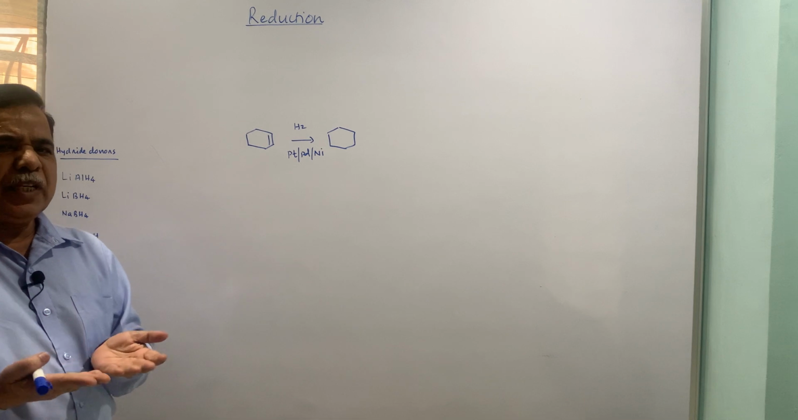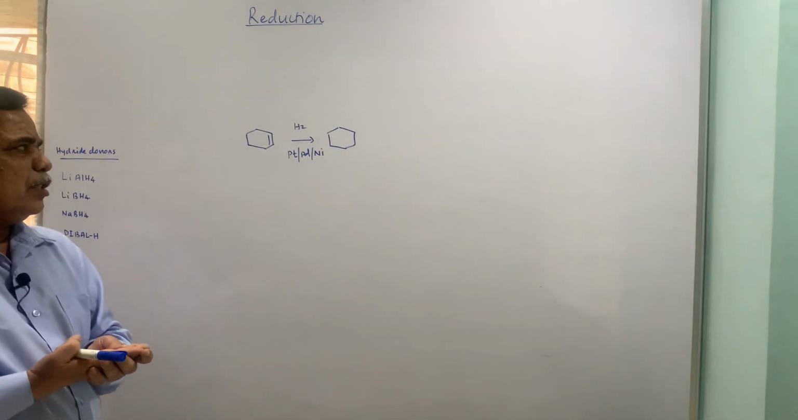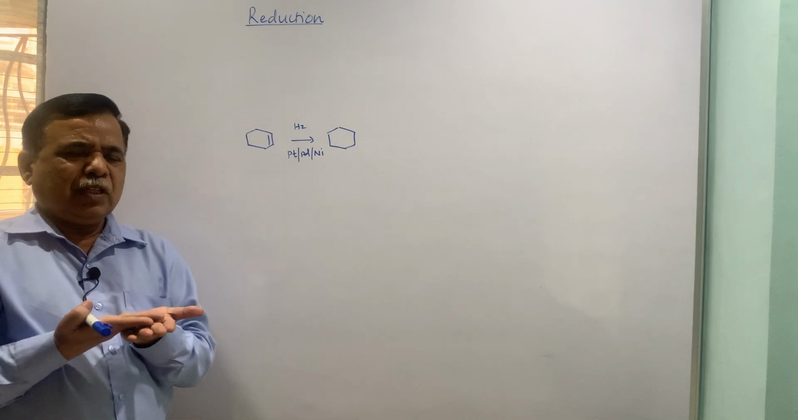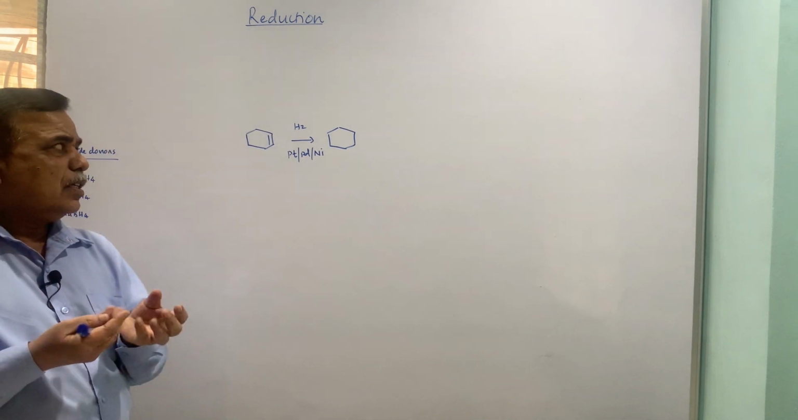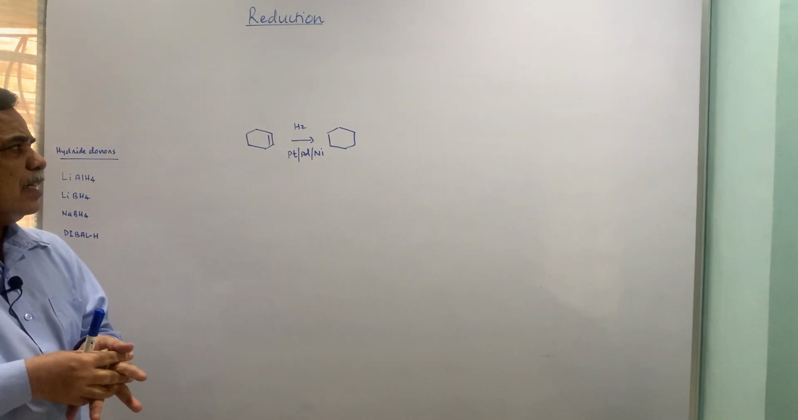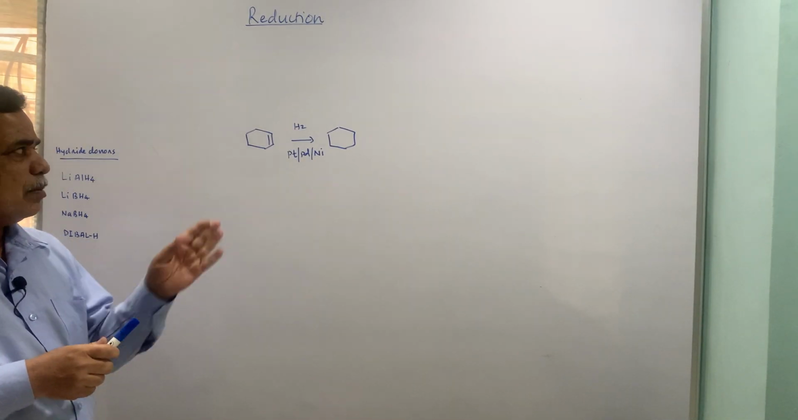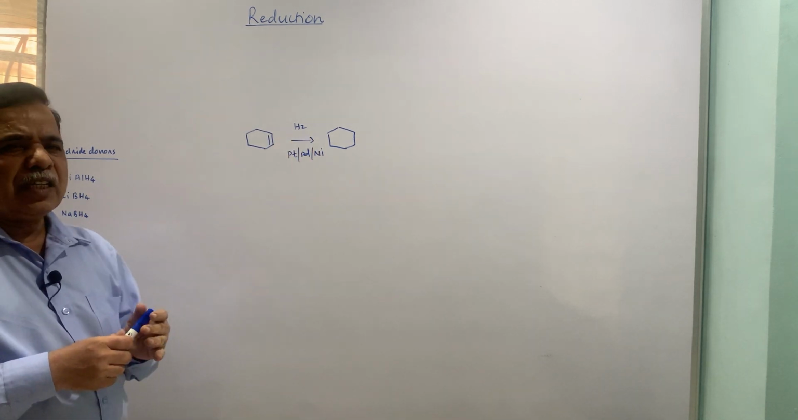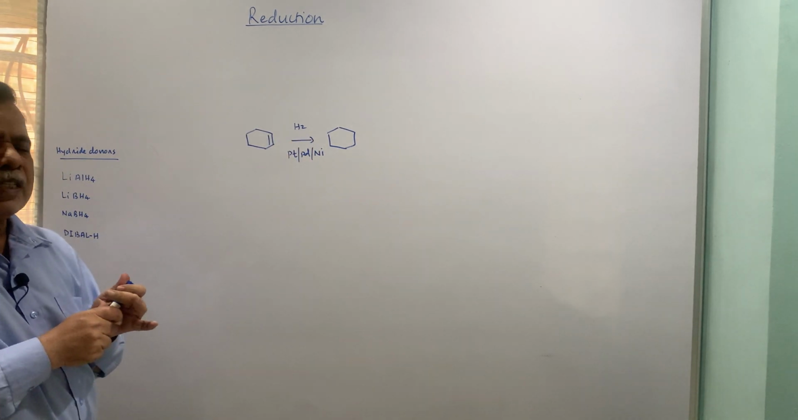So, it remains suspended, and it is believed that this compound gets attached to the catalyst surface and hydrogen is transferred from the same side, so this is necessarily cis addition. Now this is about the non-selective reduction, because here selectivity is not expected.